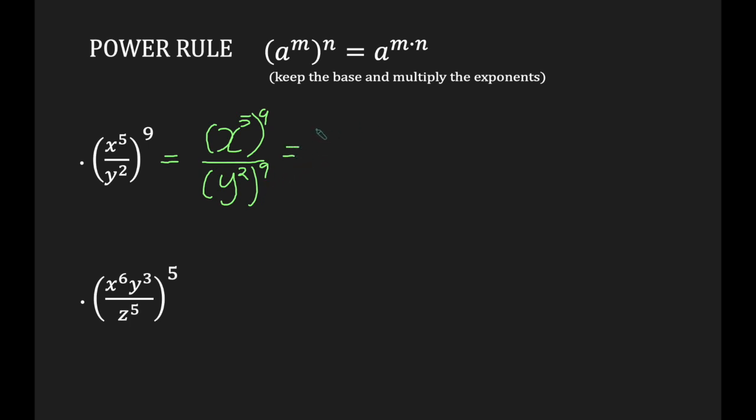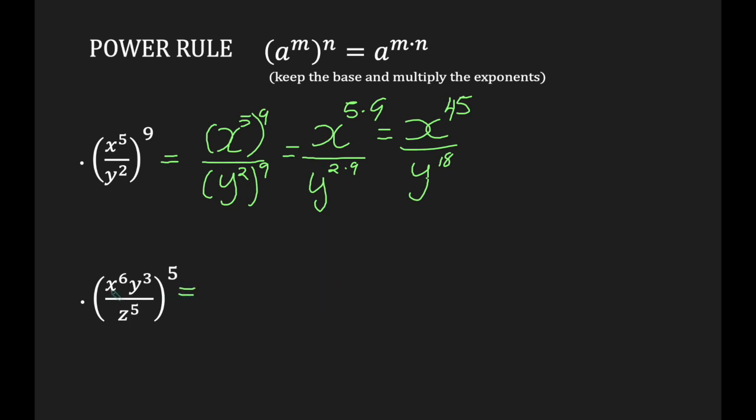And remember, the rule states you keep your base and you're going to multiply your exponents. So your numerator is going to be x to the 45, while your denominator will be y 2 times 9, so it'll be y to the 18th power. The only difficulty is placing more variables within the parentheses.